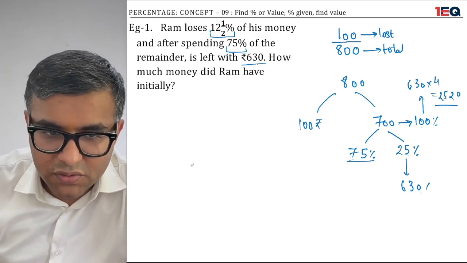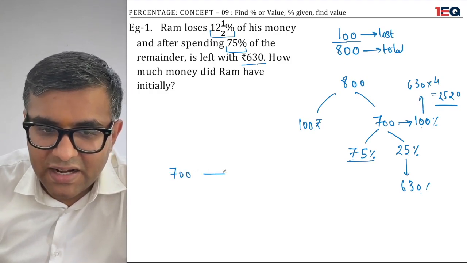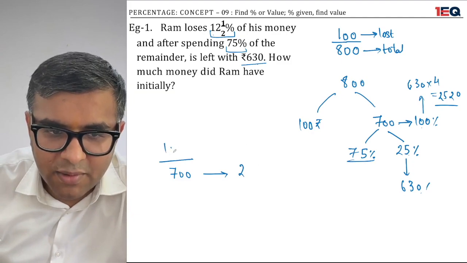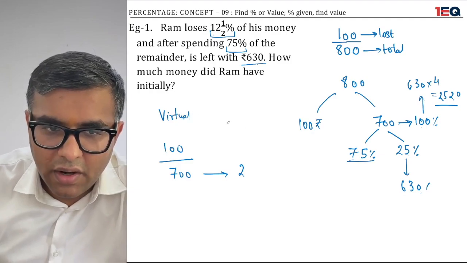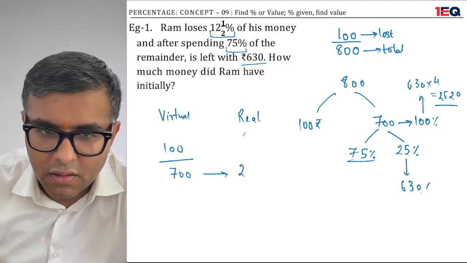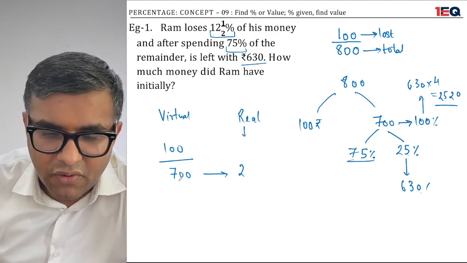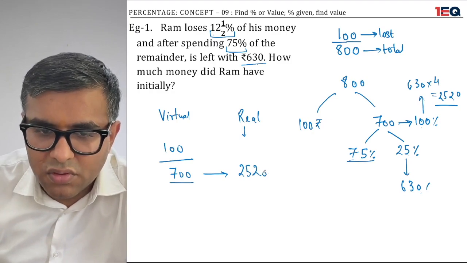So here, according to the 700 rupees that he had left with him, this is the virtual world I'm talking about. Here, it is all virtual. And on the right hand side, this is all real. For 700 rupees, he had 2520 in his pocket.